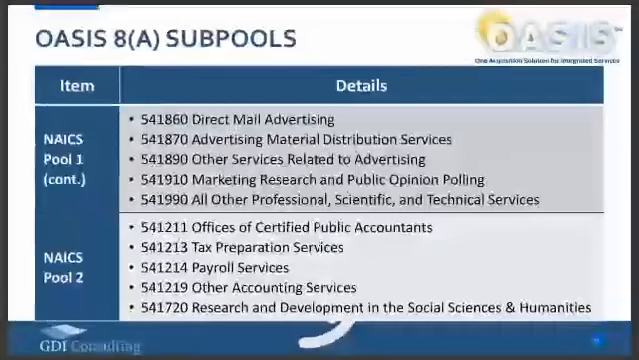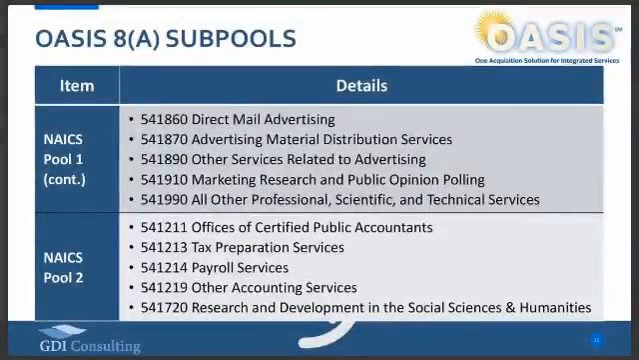All of these go into Pool 1, and we have direct mail advertising, advertising material distribution services, other services related to advertising, marketing research, and all other professional, scientific, and technical services, which covers a lot. All of this comes under Pool 1. So if your contracts lie anywhere here, you are eligible, and we'll go into the requirements for that later on.